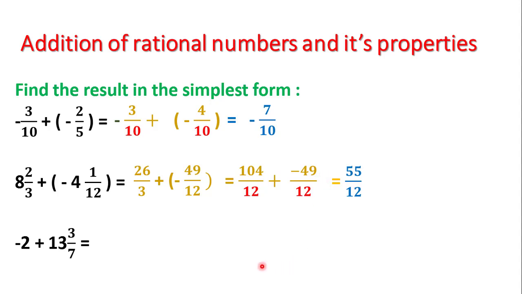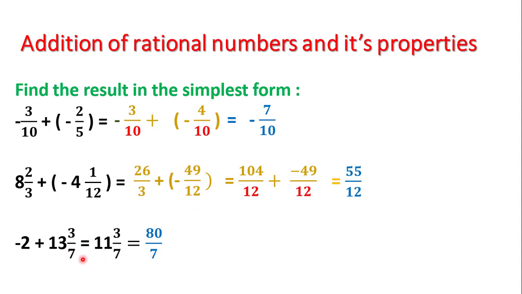The last one here, I have negative 2 plus 13 and 3 over 7. We can add the whole numbers, then fractions, or we can convert the mixed number into an improper fraction. Okay, let's add. Here we have 13 and negative 2. Take the sign of the greater, positive, and subtract. 13 minus 2 is 11. So 11 and 3 over 7, which is the same as 80 over 7. And this is the simplest form.